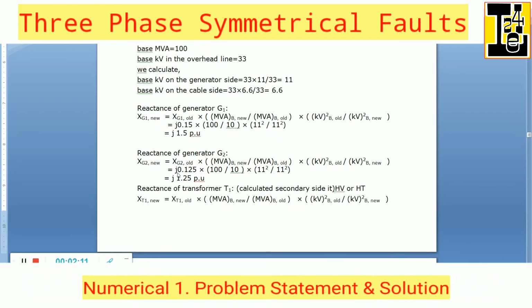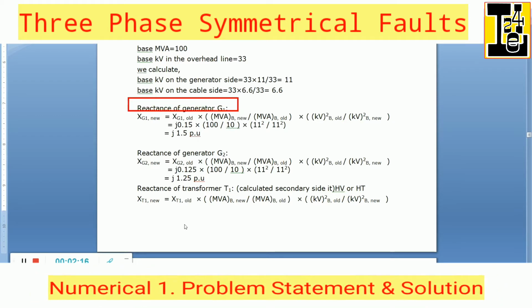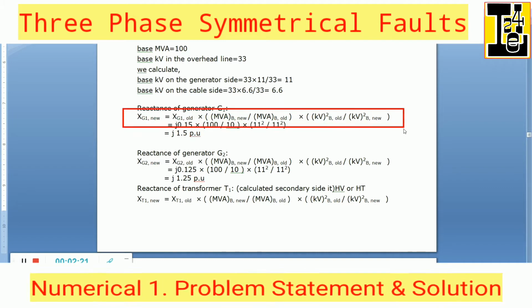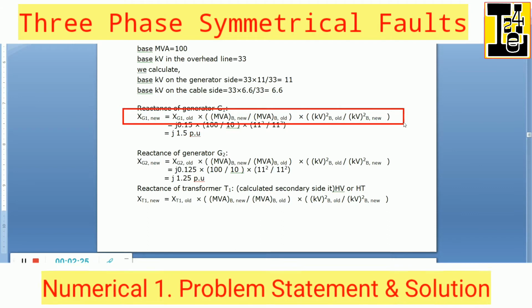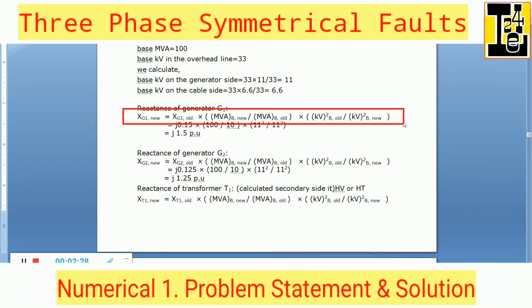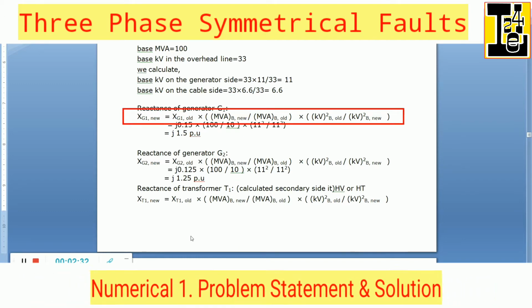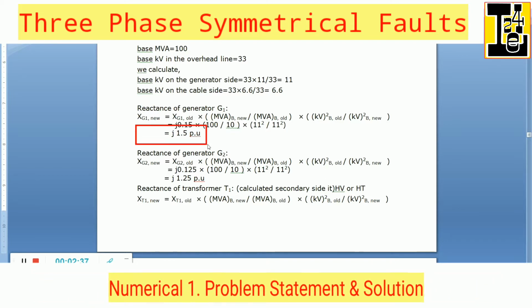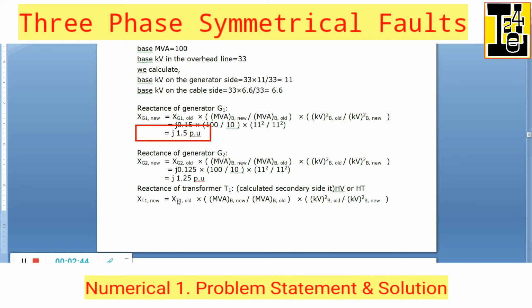So let us calculate the reactances of all the components, starting from the generator G1, by using the formula based on the change in base quantities, that is X_G1 new is equal to X_G1 old into MVA base new divided by MVA base old, into kV base old squared divided by kV base new squared. Substituting the values, I will get the new per unit reactance for the generator G1 as 1.5j per unit.